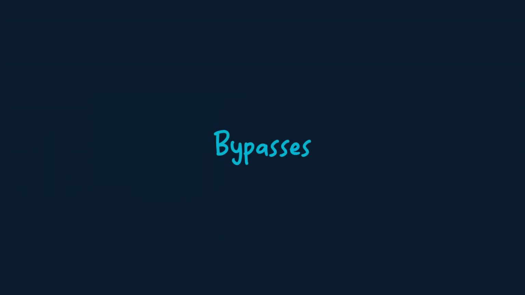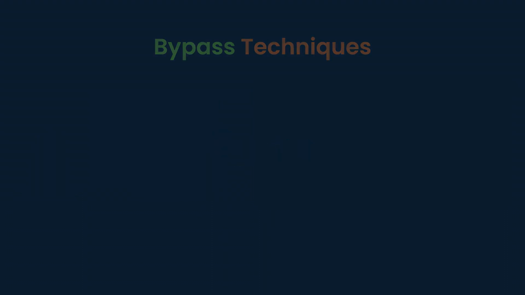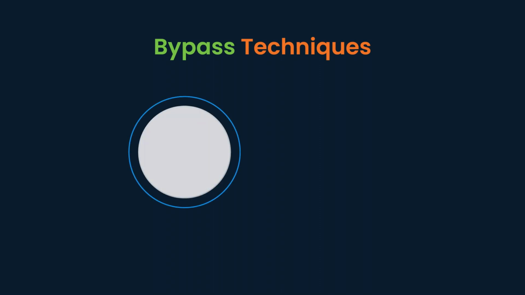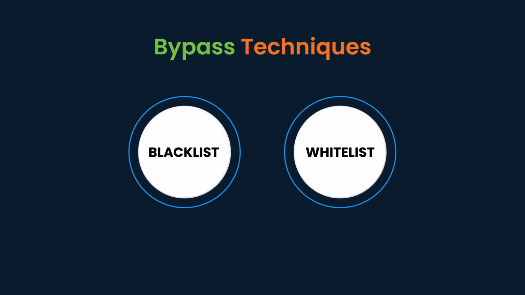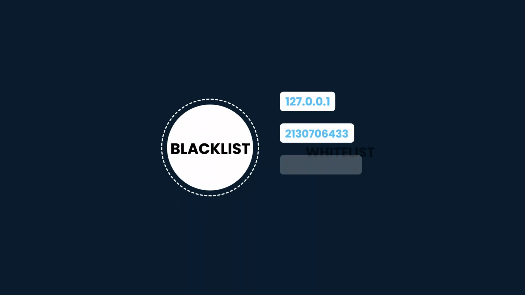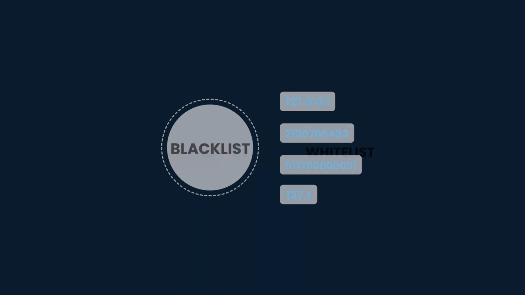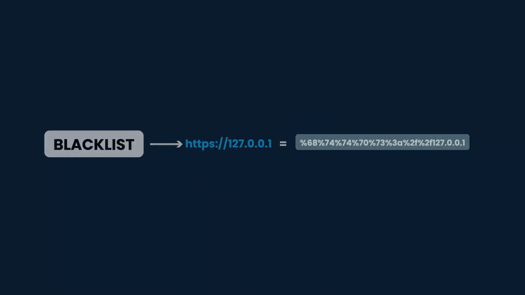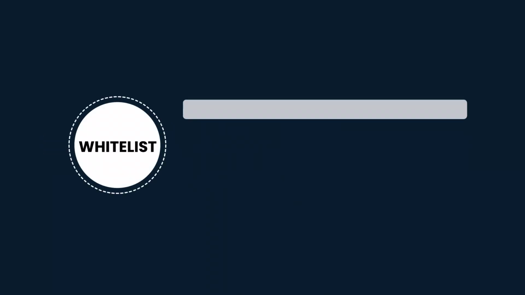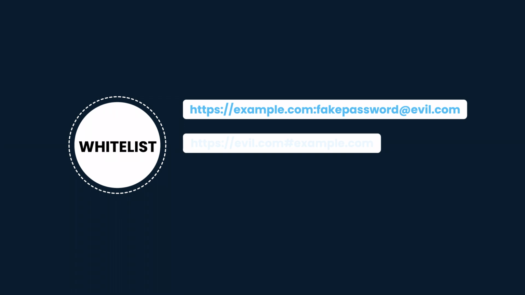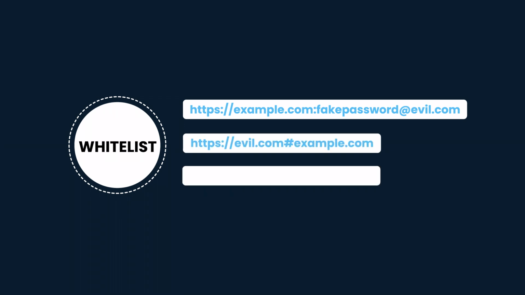Bypasses. The SSRF bypass techniques involve strategies tailored to both blacklist-based and whitelist-based input filters. For blacklists, one can employ alternative IP representations or obfuscate strings through URL encoding. For whitelists, exploiting URL parsing inconsistencies such as embedding credentials or using URL fragments can bypass restrictions.